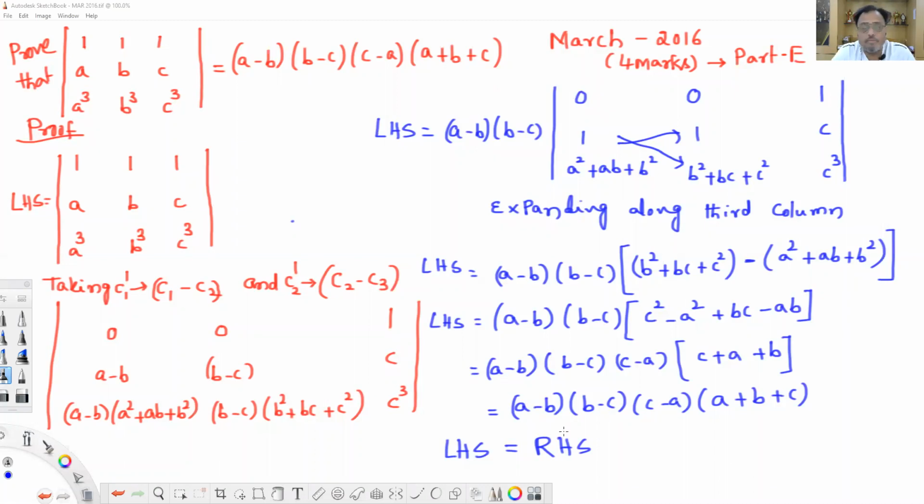Now we move on to the next question, which was asked in March 2016 for 4 marks. Here is the question you can see on the screen. Prove that, reading row-wise, the determinant 1, 1, 1; A, B, C; A cube, B cube, C cube is equal to (A minus B)(B minus C)(C minus A)(A plus B plus C). This is the proof you have to go for.